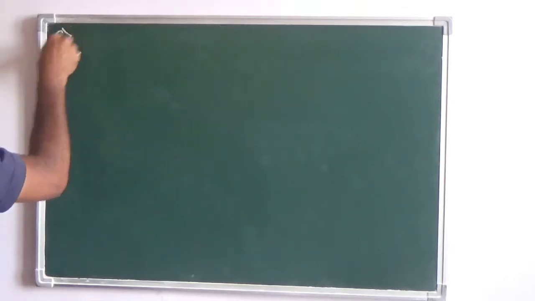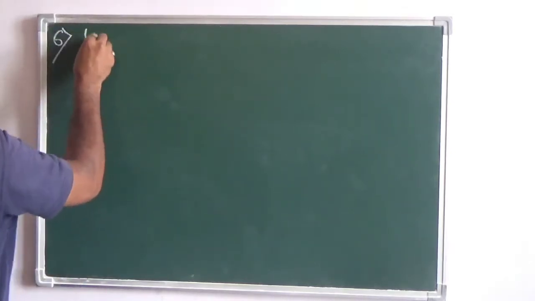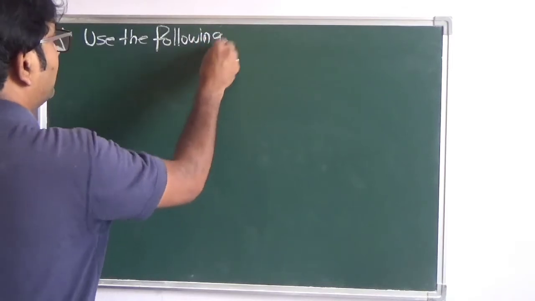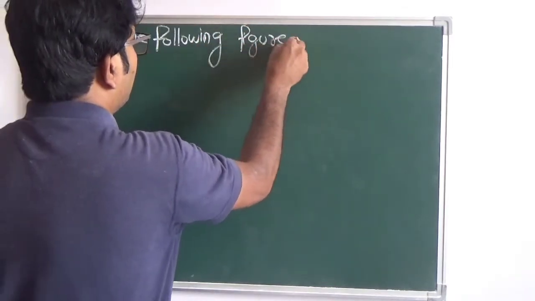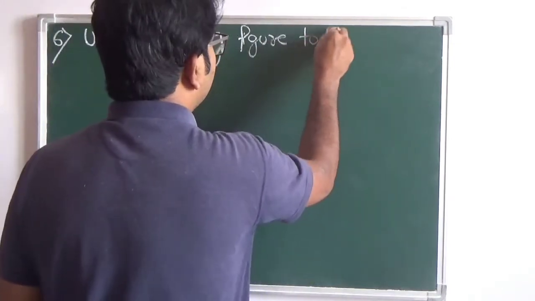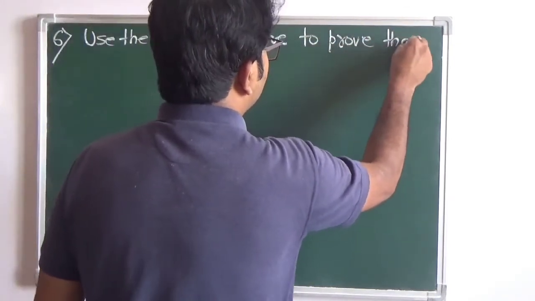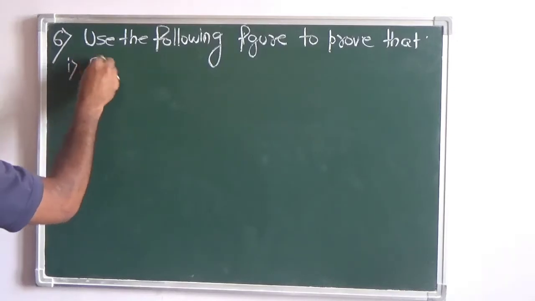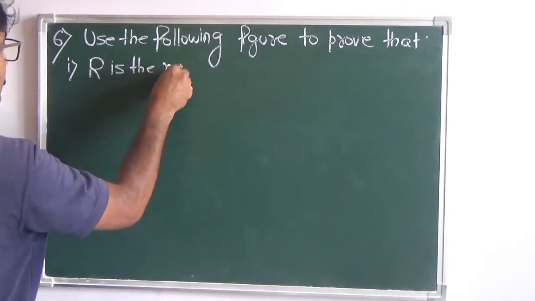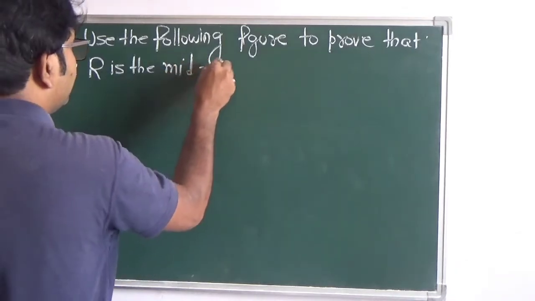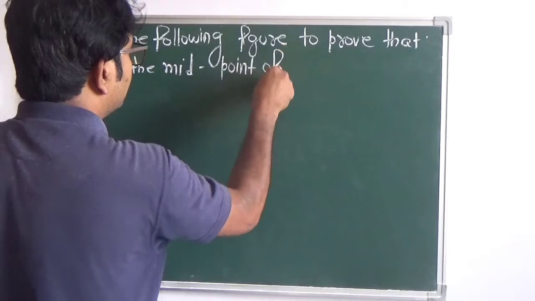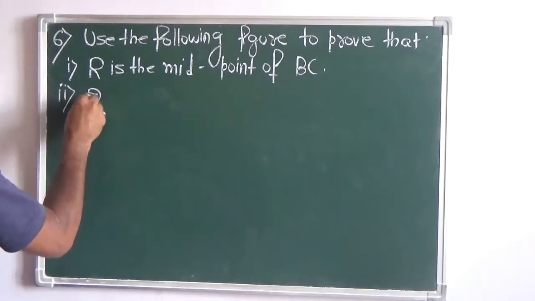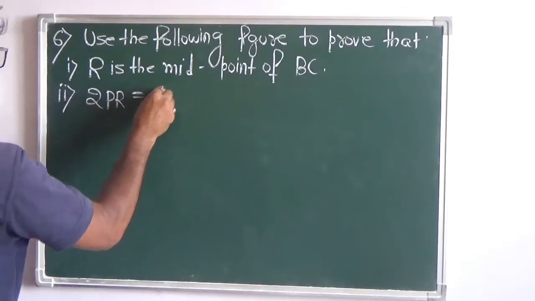So question number 6, let me write it down first. Use the following figure to prove that number 1, R is the midpoint of BC, and part 2 is twice of PR is equals to AB plus DC.